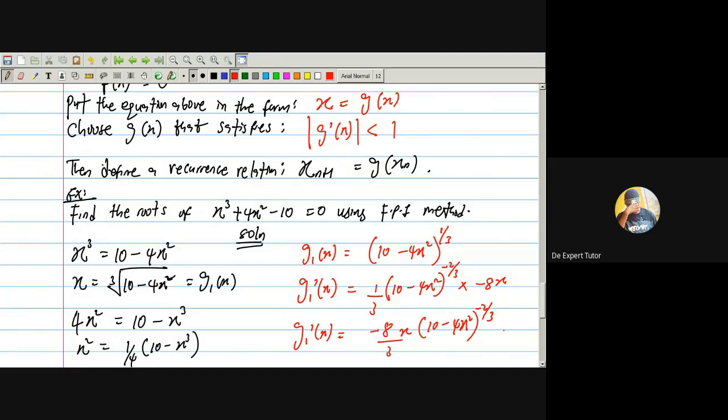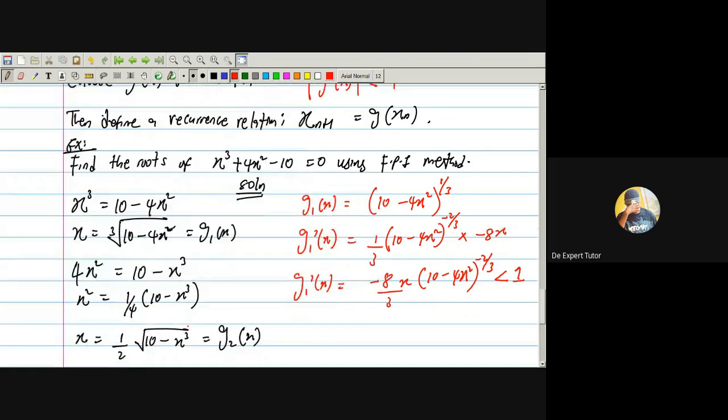You observe that what is here is less than 1. Why did I say it is less than 1? Because of that negative sign.